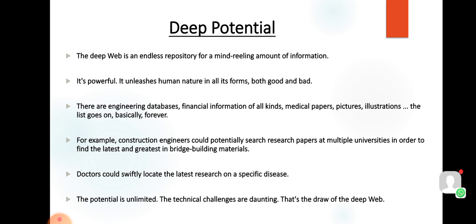For example, a construction engineer could potentially search for research papers at multiple universities in order to find the latest and greatest in bridge building materials. So whenever we require potential information regarding a topic, such as medical or engineering, we find more and more information across a number of pages, sites, and locations. For that we require the deep web, where a potential amount of information is available.